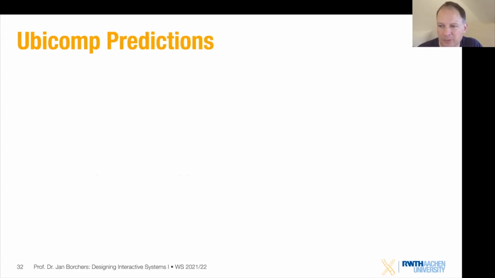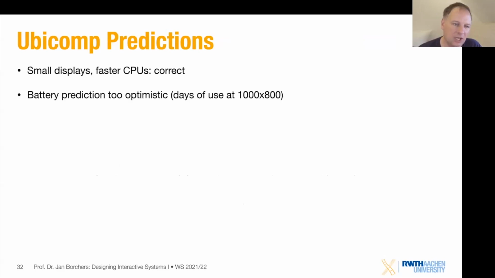Okay, so we can wrap up now, since we're already a little over time. Just very quickly, you'll find some predictions in the Ubicomp paper predicting smaller displays and faster CPUs. They were right on there. They predicted days of use for the devices with a battery. That's actually a little bit optimistic, maybe. The memory that they were expecting these devices to have in a few years down the line was actually underestimated.